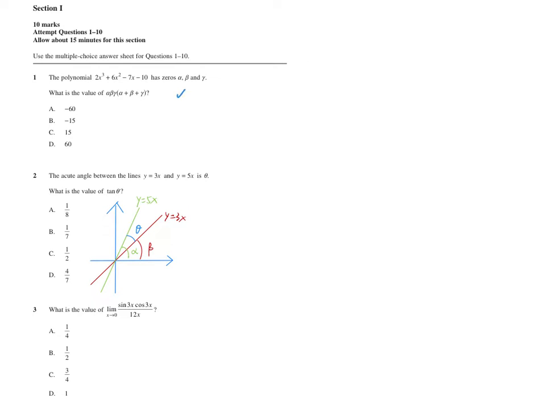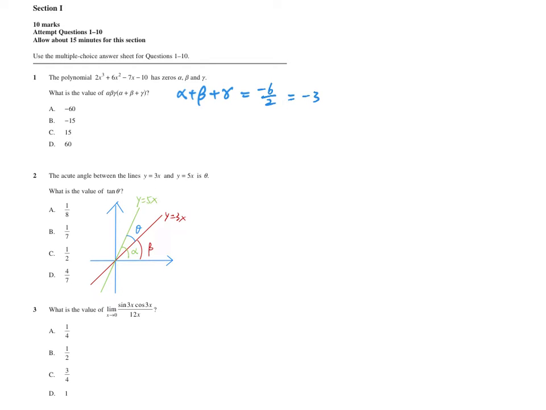As we know, the sum of all the zeros of a degree 3 polynomial is minus b over a. So it should be minus 6 over 2, which equals minus 3.